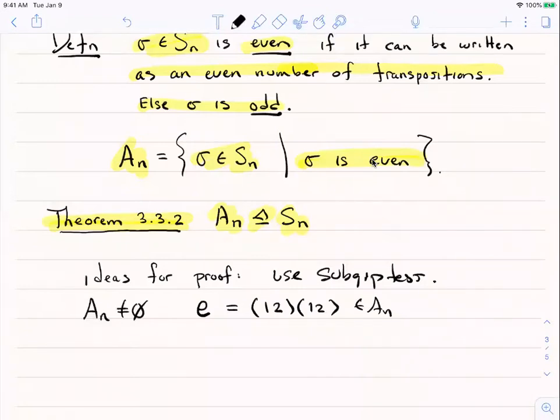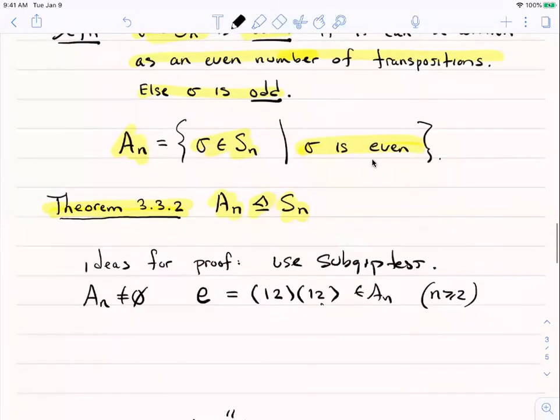It's a product of that transposition with itself, so it's even. If you're worried that my work here needs n to be at least 2, that's a good worry. It's true. If n is 1, remember we kind of cast out the symmetric group S1, it's a trivial group with 1 element, the identity. It's even, so it's a normal subgroup, but kind of not interesting. But you're right, if I write this, I should say n is at least 2. So A sub n is not empty because it has the identity. What about closure?